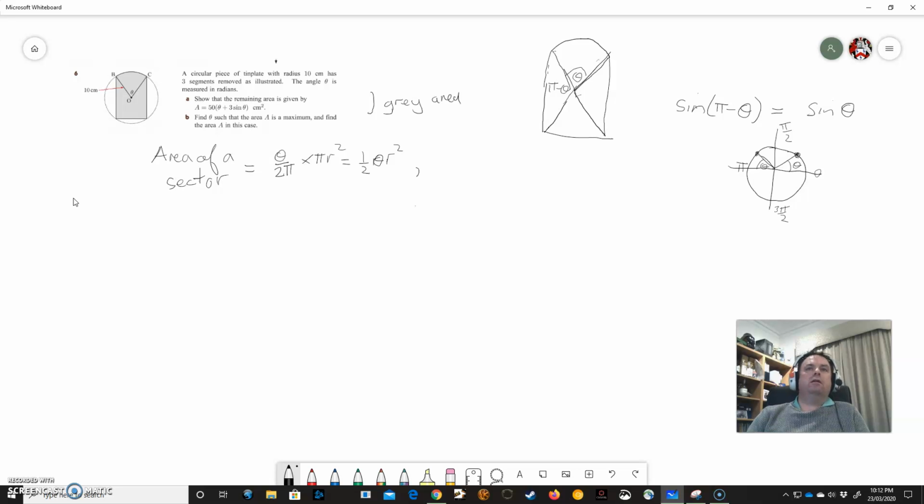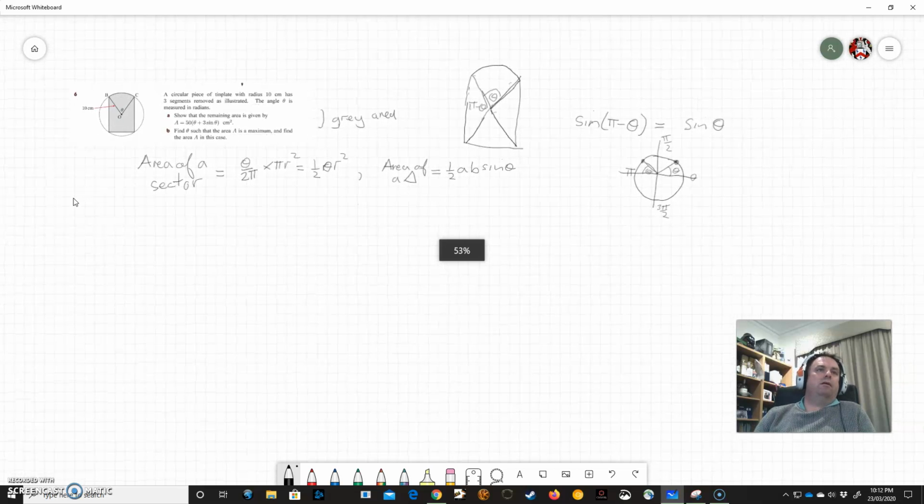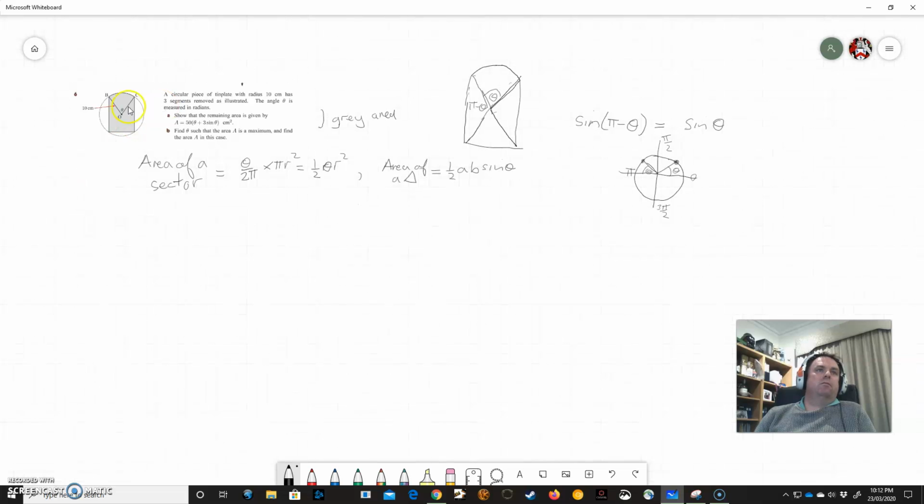The other thing I need to know is the area of a triangle, and I don't mean half times base times height this time. I mean half times a times b times sine theta, and I'm pretty confident that's the right formula because I've got sine thetas in the solution, and that's where they're going to come from. That's all we've got. We don't have many distances, so we're not going to be able to work out much else without that.